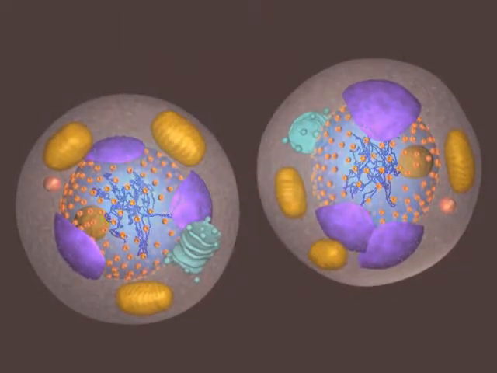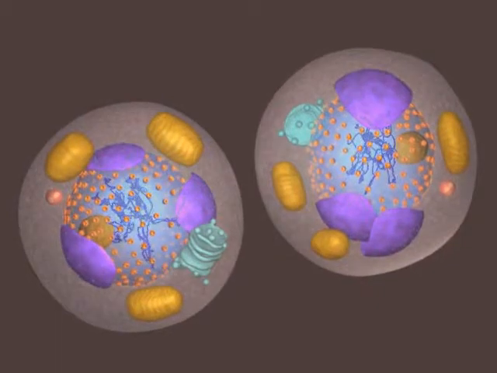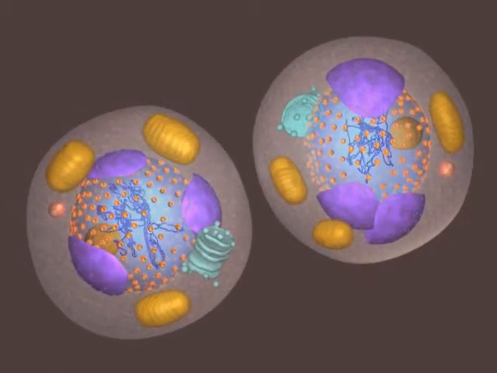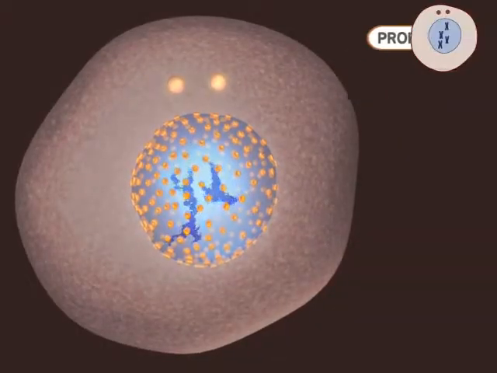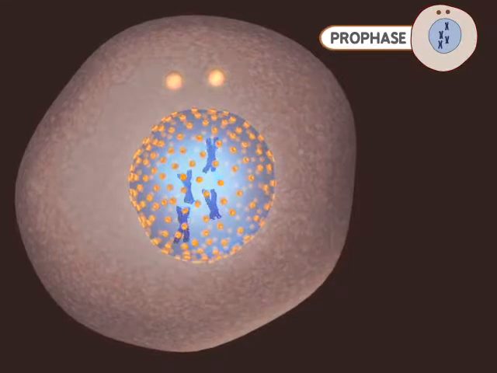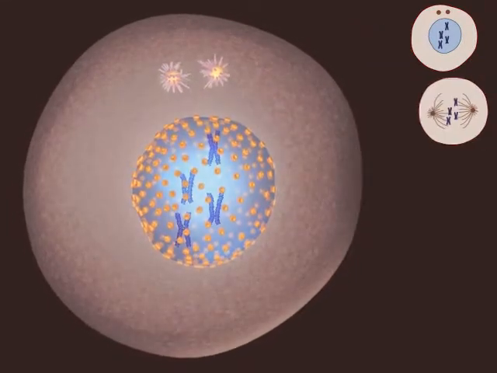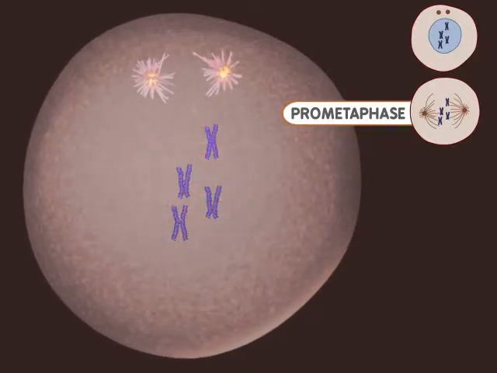Once split, the two new cells are now fully in the G1 stage of interphase and ready again to begin their growth. Let's watch the process one more time. Mitosis begins with prophase. Notice the DNA condensing into chromosomes during this stage. Microtubules appear during prometaphase, and the nuclear membrane breaks down.